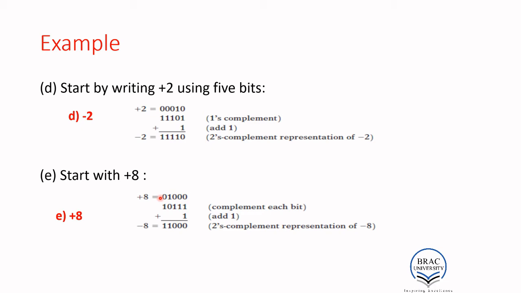For plus 8, 8 is 1000. To write it using 5 bits, it is actually 4 bits, and for the positive sign give 0. And then do the ones complement, take the complement of each bit. 0 becomes 1, 1 becomes 0, 0 becomes 1, 0 becomes 1, 0 becomes 1. Add 1. So 1 plus 1 is 0, carry 1; 1 plus 1 is 0, carry 1; 1 plus 1 is 0, carry 1. This 1 plus 0 is 1, this 1, 1. So 11000 is the 2's complement representation of minus 8.